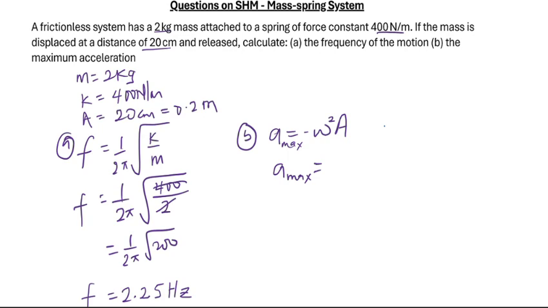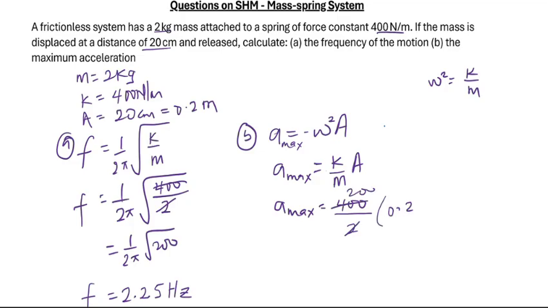is not given, and don't forget that our omega square is equal to k over m. So I can just replace the omega square with k over m. So I will just say I have k over m times a. And don't forget that the negative sign is just telling you that it's going in the opposite direction. So a max equals, our k is 400, mass is 2, and our amplitude is 0.2. By the time you calculate this, you have your a max to be equal to 40 meter per second square, and that is it for this question.